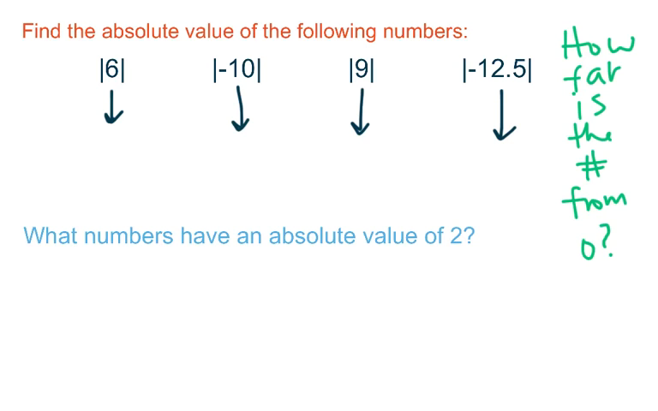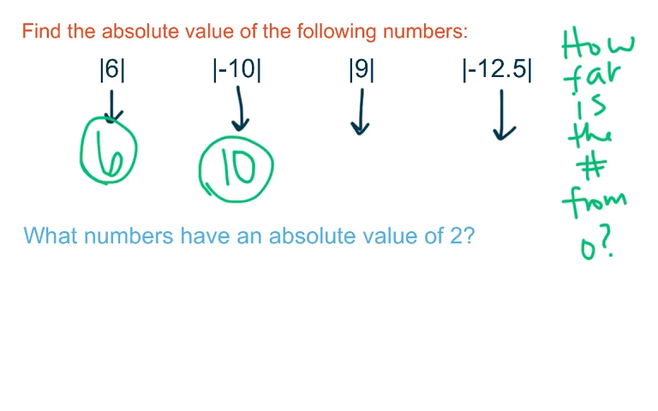So notice I wrote that off on the side. How far is the number from 0? Well, 6 is 6 away from 0. Remember, absolute value is always positive. Let's look at -10. What's the absolute value of -10? Well, how far away is -10 from 0? -10 is 10 away from 0, not -10 away. You can't have a negative distance. If you're driving a car, even if you're backing up, it's still not going to be a negative distance that you're traveling. You're still traveling a positive distance.